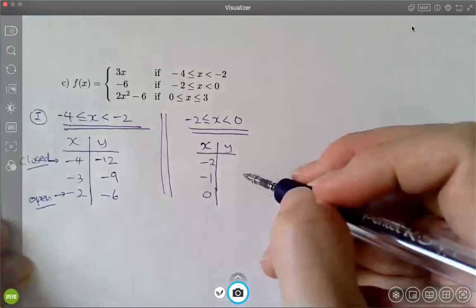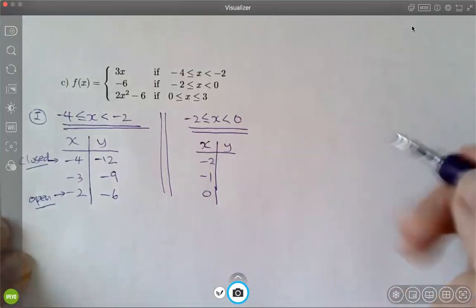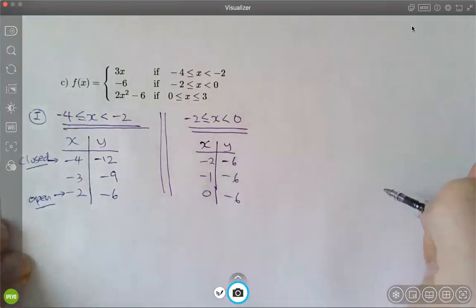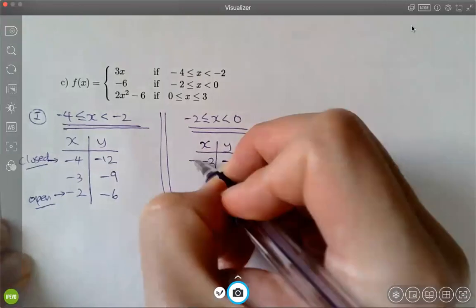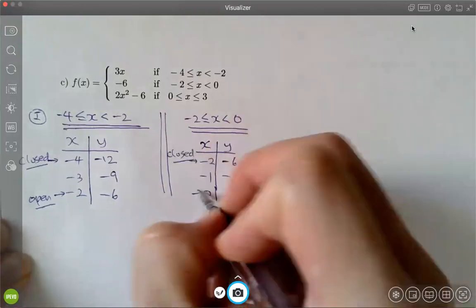And now here, what are the y values? It's fairly simple, right? It's all -6. And at x equals -2, we put a closed circle, and at 0, we put an open dot.